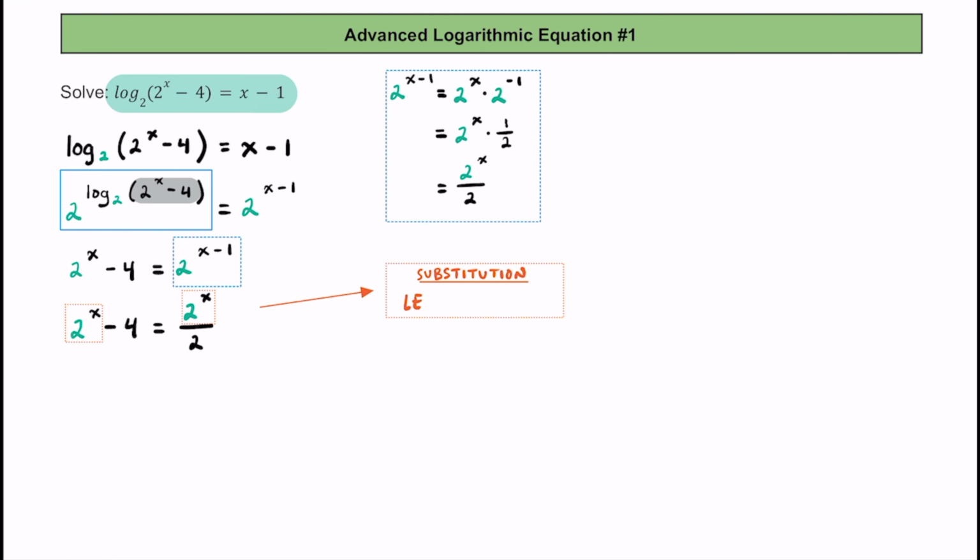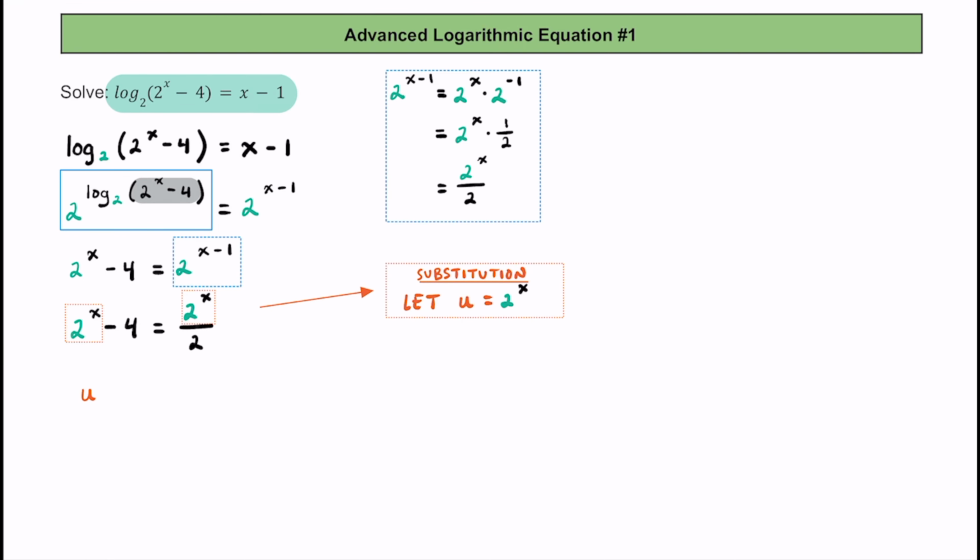For the next several steps, let's just go ahead and let the variable u represent the expression 2 to the x power. So u is going to be a little bit easier for us to use, and we can always switch it back to being 2 to the x power later when it's appropriate. Using this temporary substitution, let's go ahead and write our simplified equation.